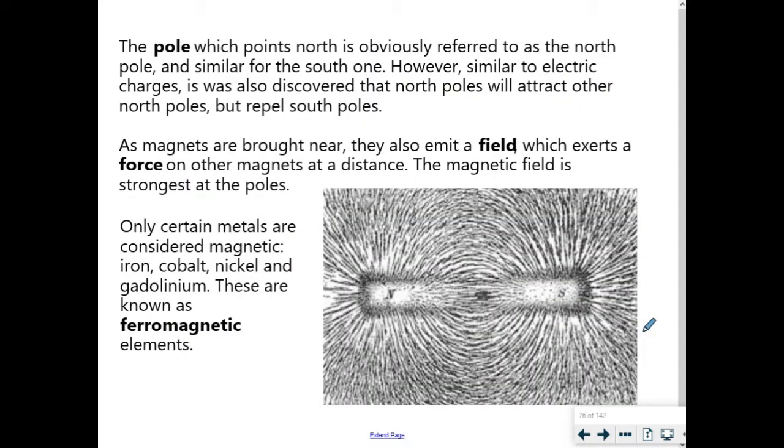Okay, so we call it a pole. A pole points north, obviously, because it's based on the North Pole and South Pole. And it's got a similar thing. North poles attract other north poles and repel south poles, right? So just like a positive and a positive want to repel each other, a north and a north want to repel each other, right? So in the same way, there's a field. And this is a good visual demonstration of a field. We're actually going to do this in a second.